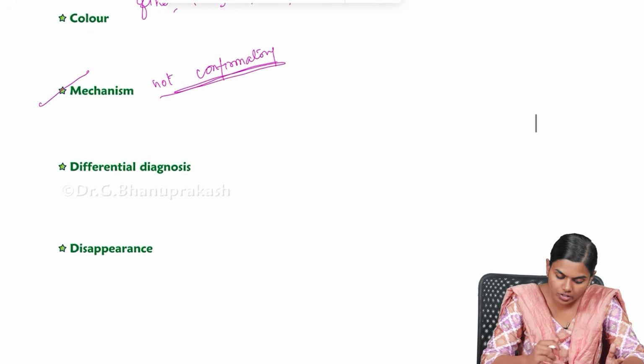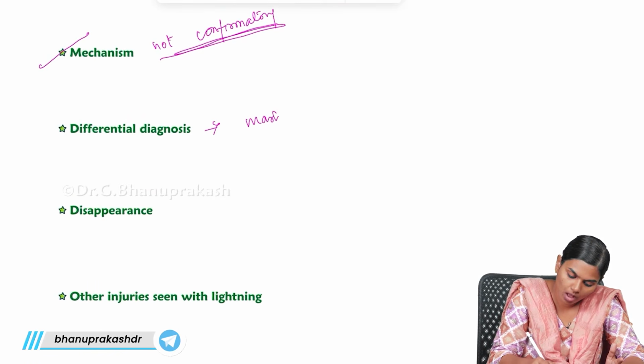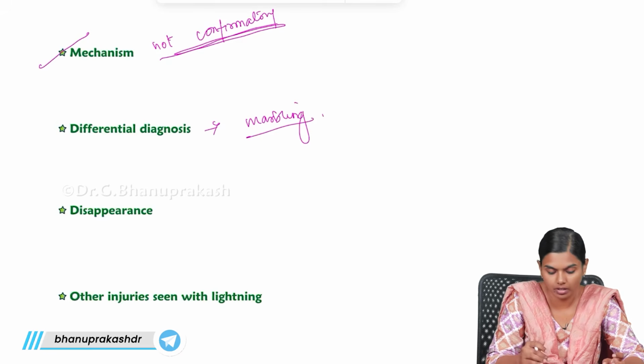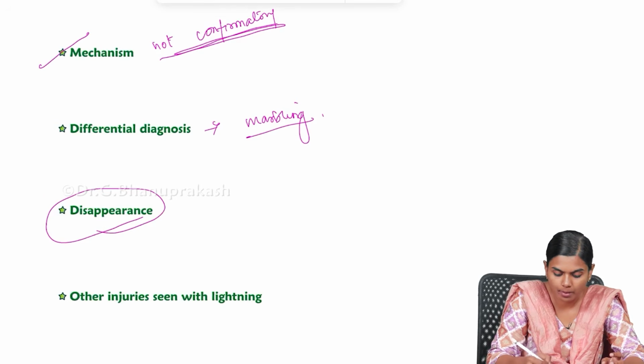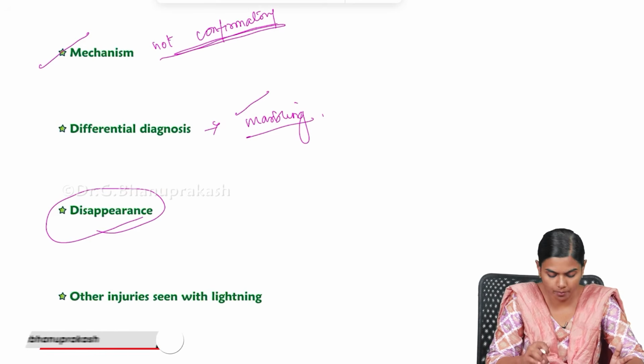And the differential diagnosis of this is marbling. So, marbling is one important differential diagnosis for this arborescent burn. The arborescent burn will disappear after some time, but marbling will stay on till decomposition completely destroys the body.